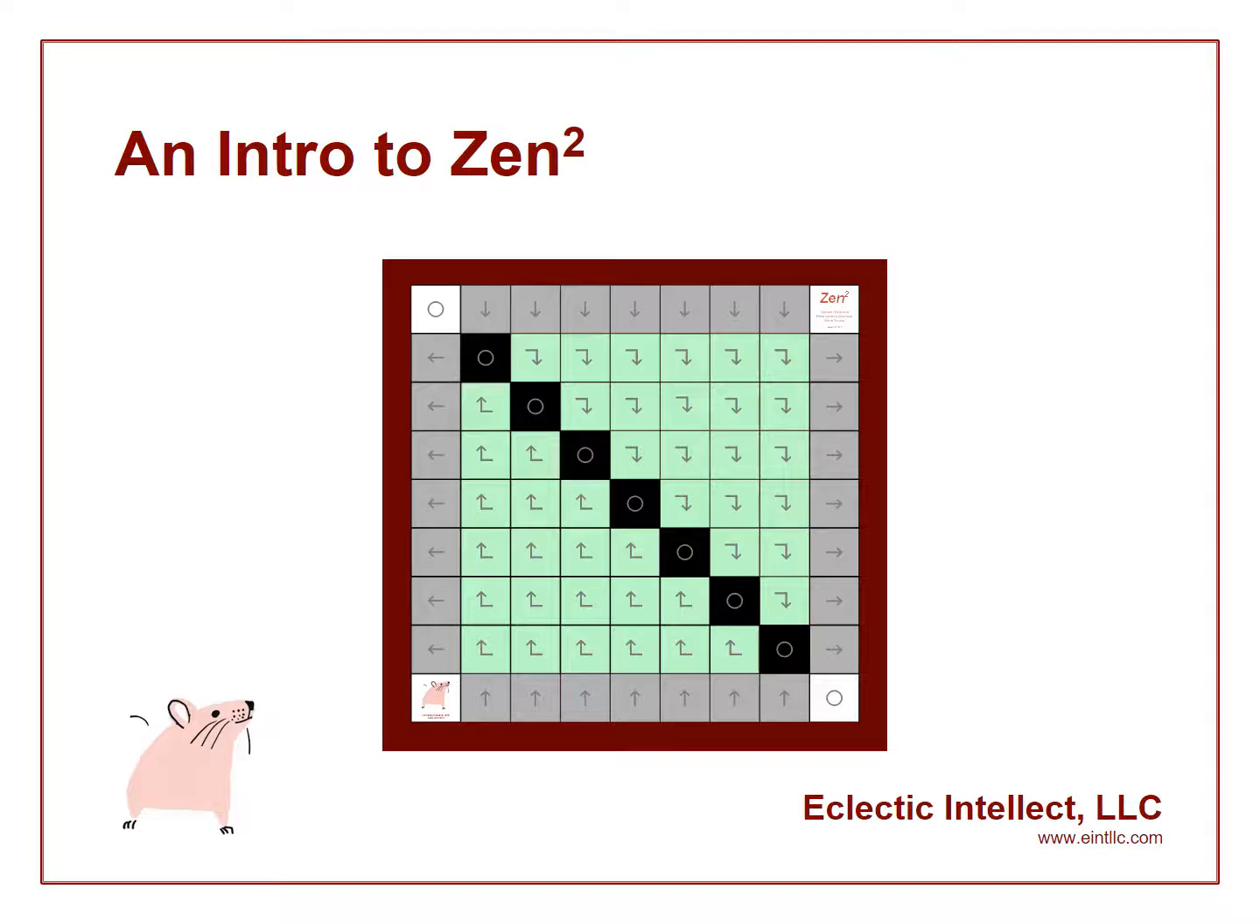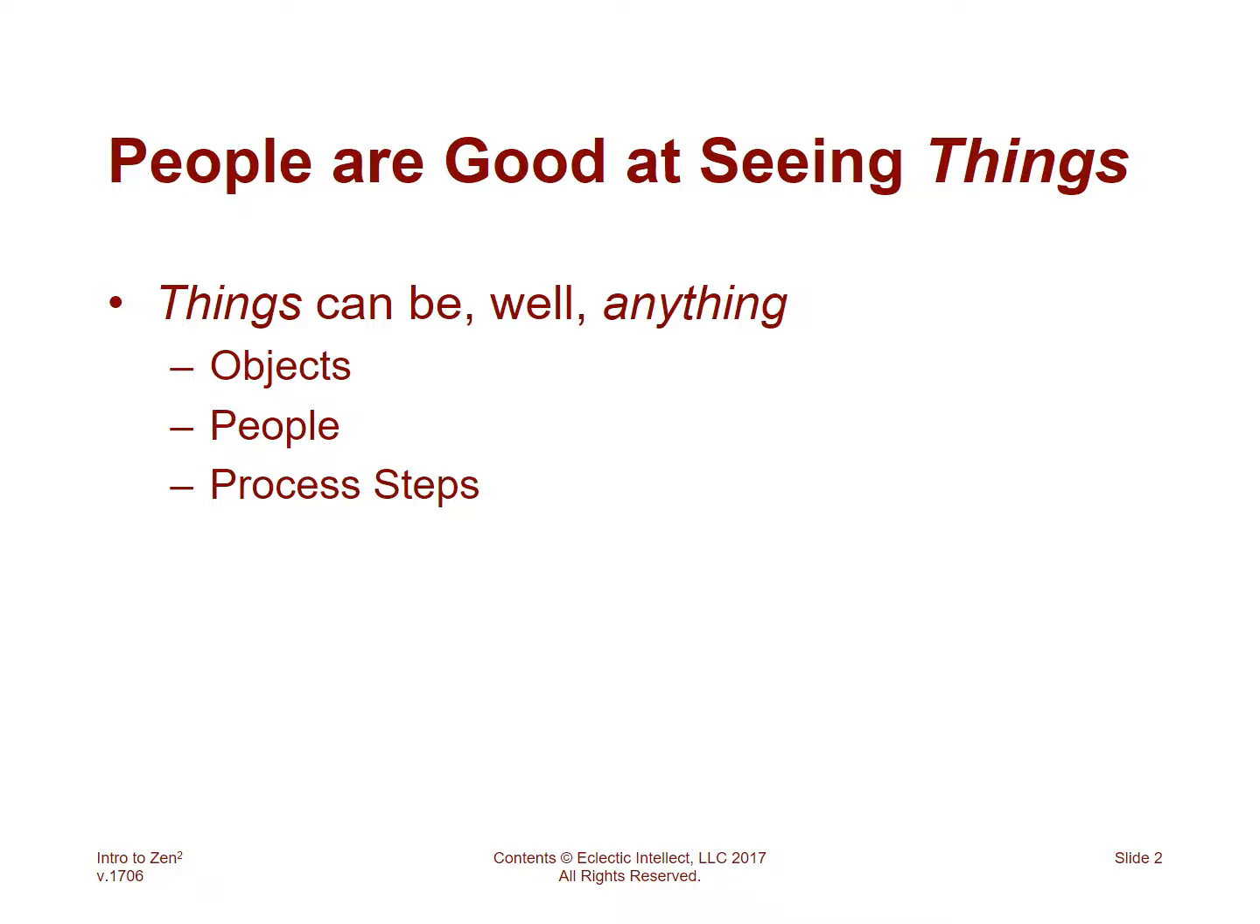Hi, my name is Randy Iliff, and I'd like to take a few minutes and introduce you to a fascinating tool called Zen-squared. It turns out that people are really good at seeing things, and there's all kinds of things out there we can look at. Things can be pretty much anything. Objects, people, process steps, devices in a circuit card, organizational elements, pretty much anything you want to consider.